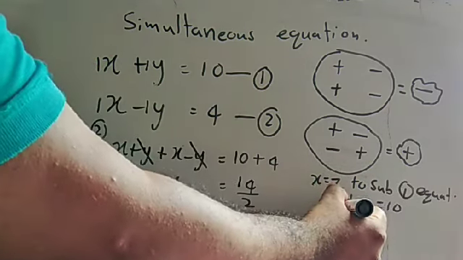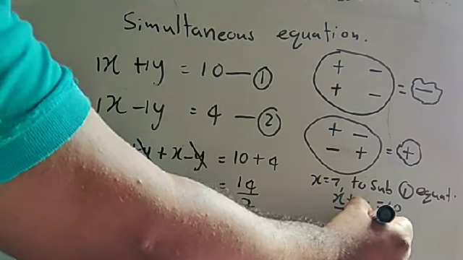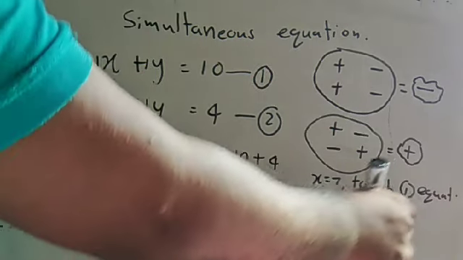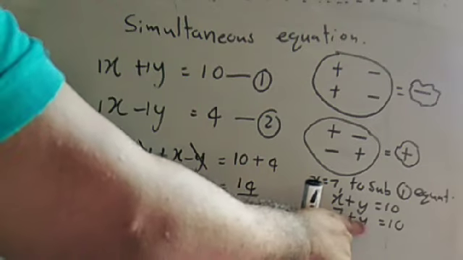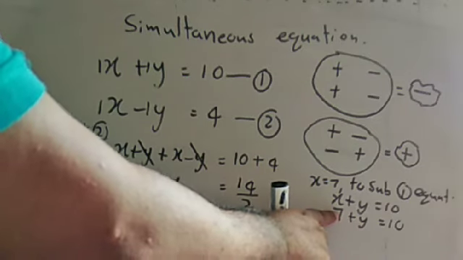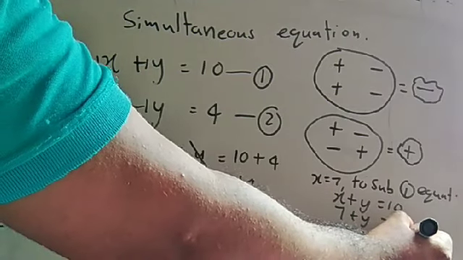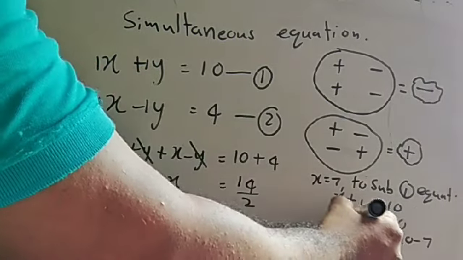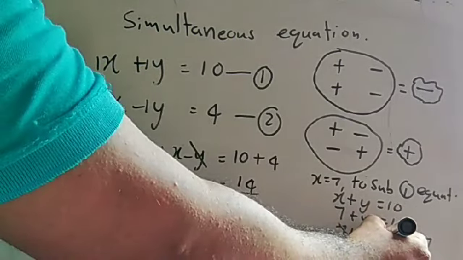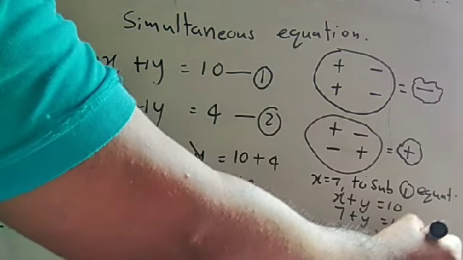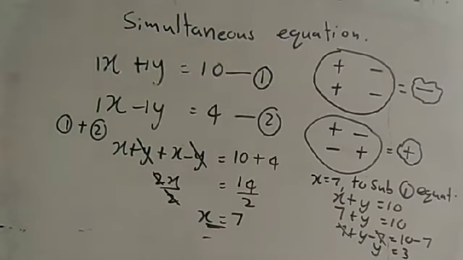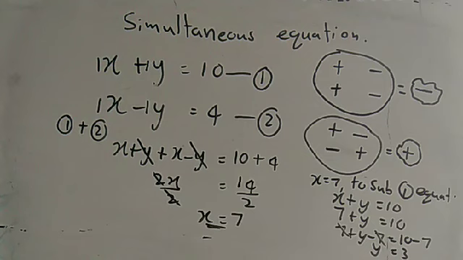Then for x, you can substitute 7 plus y is equal to 10. To get the value of y, add minus 7 to both sides. When we add minus 7, the 7s cancel, and y remains: 10 minus 7, 3.